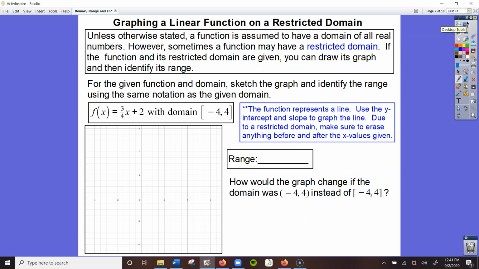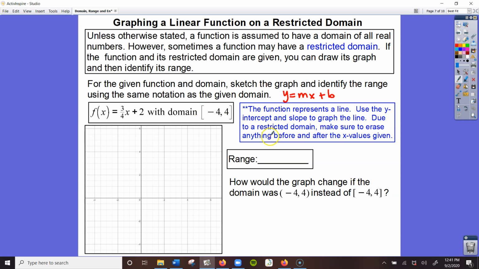Now we're going to look at how to graph lines with a given domain. If you recall, the equation of a line is y equals mx plus b. And from geometry, we learned that lines go on forever in both directions. However, here we are given a specific domain, and on this domain, we want to graph the line only from -4 to 4. Okay, so that's what we're going to do.